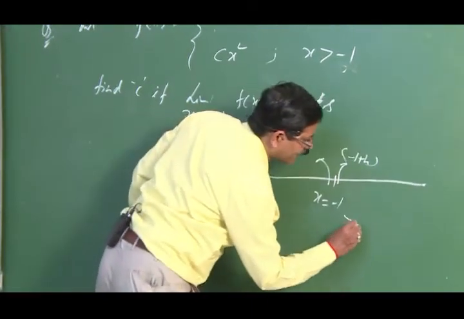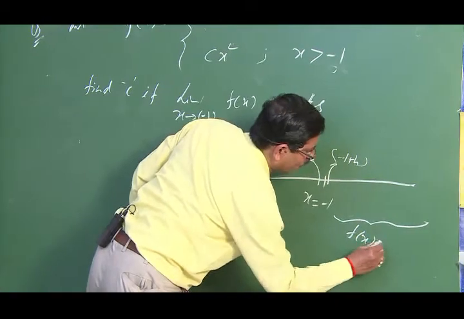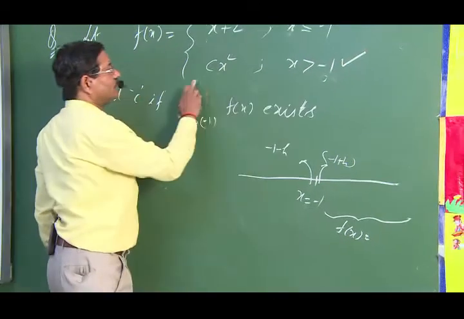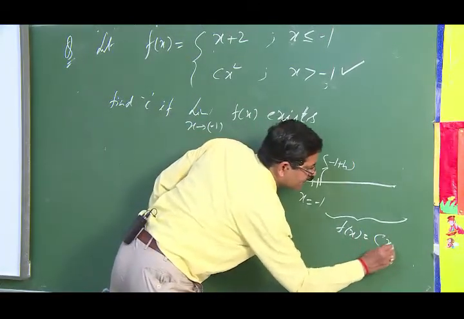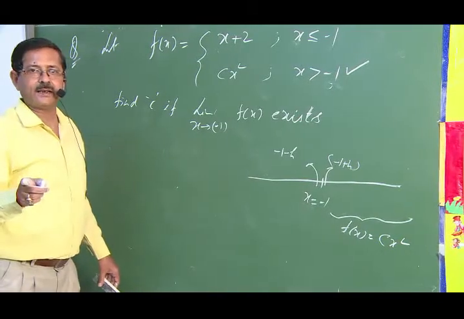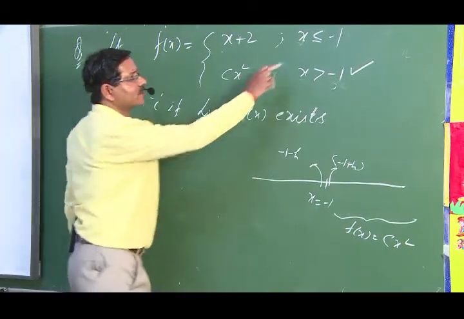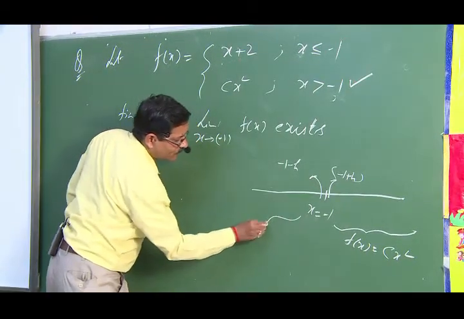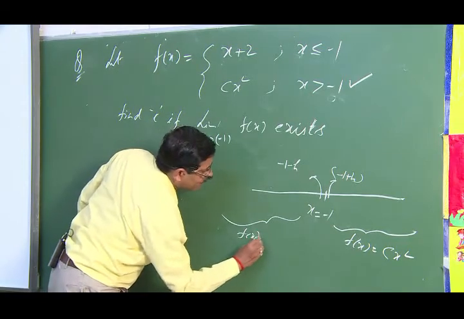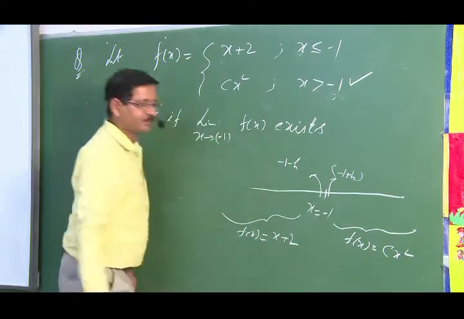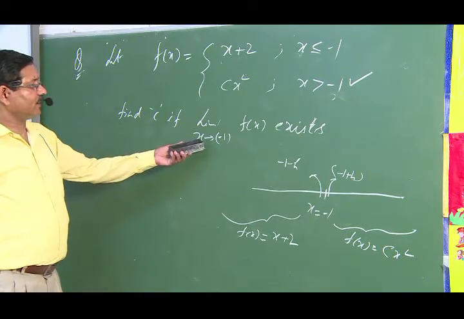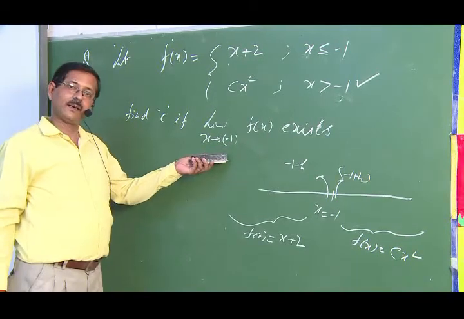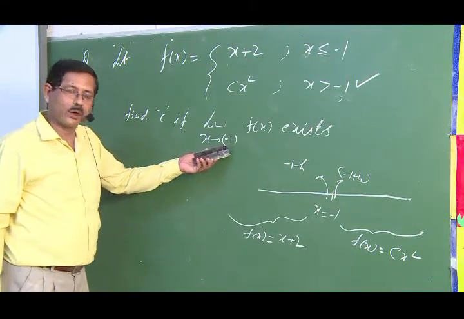Now on the right here the value of the function, now look here, x is greater than minus 1, so the value of the function is cx square. So f(x) is cx square when x is greater than minus 1. Similarly, when x is less than or equal to minus 1, the value of the function is x plus 2. So here f(x) is x plus 2. Now since limit x tending to minus 1 f(x) exists, left hand limit and right hand limit both are equal at point x is equal to minus 1.